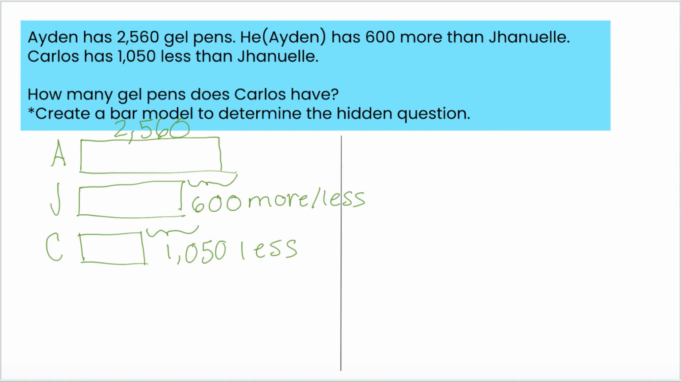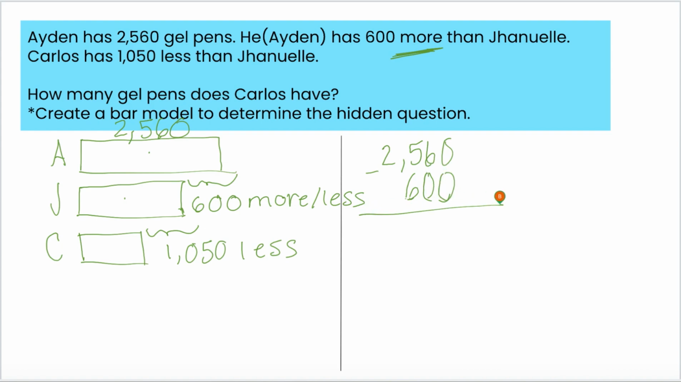In the problem, I'm comparing Aiden and Januel. So let's see if I can use these values to calculate how many gel pens Januel has. So if Aiden has 2,560, I know in the problem it says more, and we're tempted to use addition. But looking at my bar model, I can see that Januel has a smaller amount if Aiden has more. So I do want to use subtraction here to calculate how many gel pens Januel has.